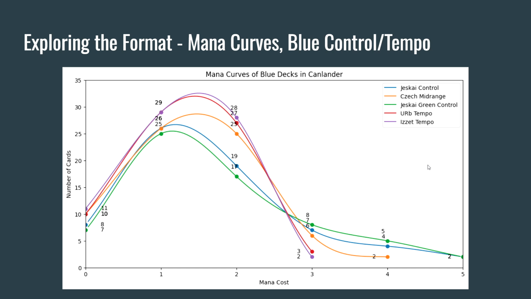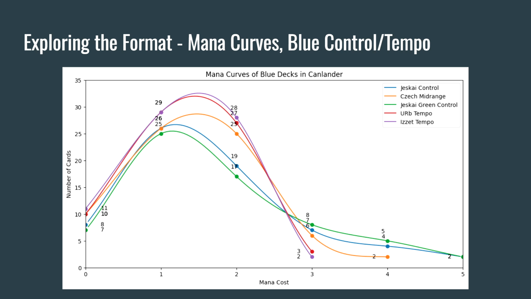Finally, let's look at blue control and tempo decks. So the 5 decks I've chosen are Jeskai Control, Czech Midrange, Jeskai Green Control, and then sort of a Grixis, blue, red, black tempo list, and an Izzet tempo list. So the tempo lists, Izzet and blue, red, black, are really just trying to land an early threat, use a ton of cantrips for card selection, and a lot of really cheap interaction, 4 Spikes, Spell Pierces, 2 mana counterspells, etc., and just get over the finish line that way.